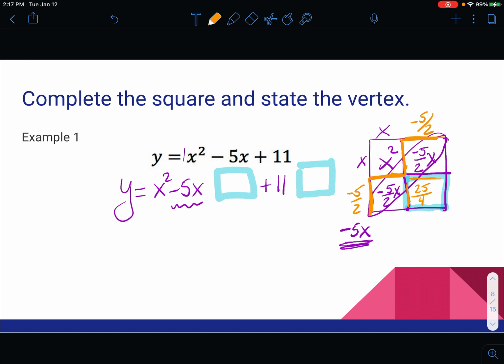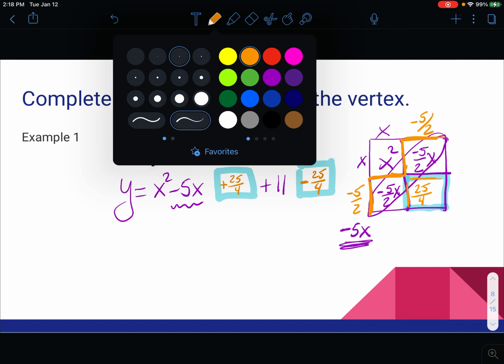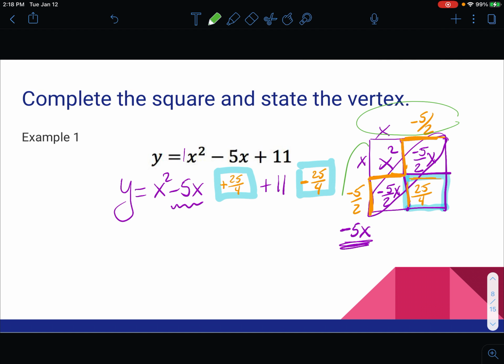And so, to complete this square, we must add 25/4. And we can't just randomly add numbers. If we're going to put something on the right side, we also need to take it away from that side. So at the end here, I'm going to subtract 25/4. And now you're like, oh my goodness, we need to factor this. The good news is we already did. That's your perfect square. So we can say y equals x minus 5 halves, quantity squared.